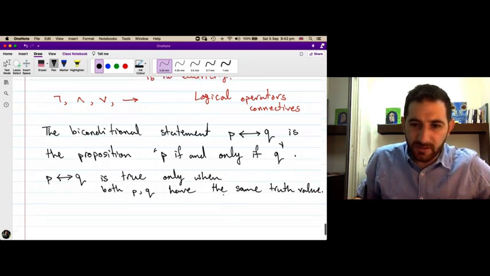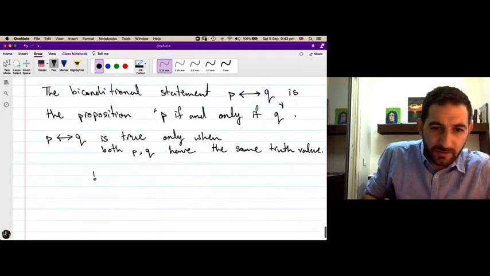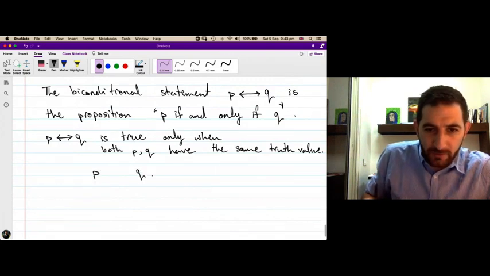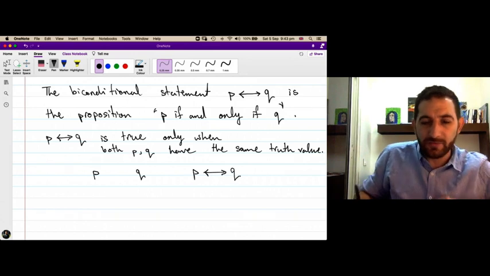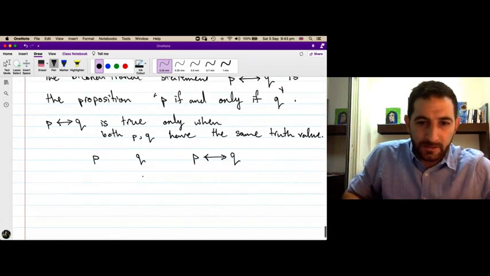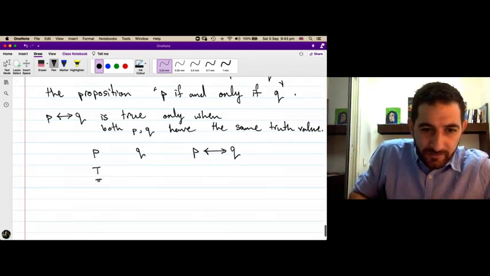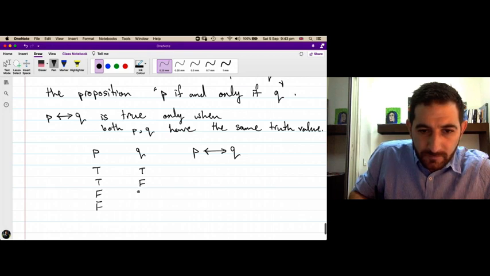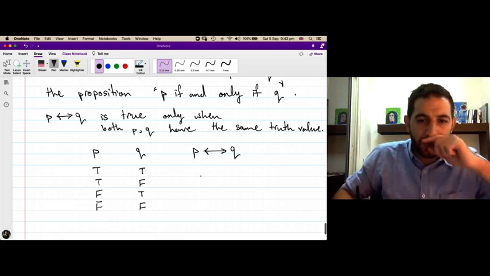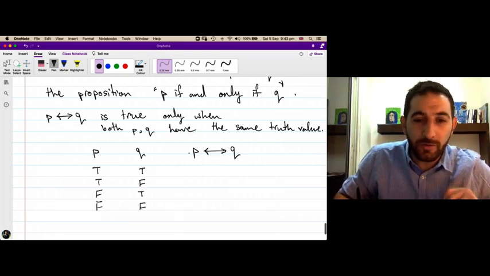Okay, so what does this mean? Let's construct its truth table. So here we have P, we have Q, and here we have then the biconditional statement P if and only if Q. Now again we have four scenarios for two propositional variables. Okay, again it is true only when both have the same value.